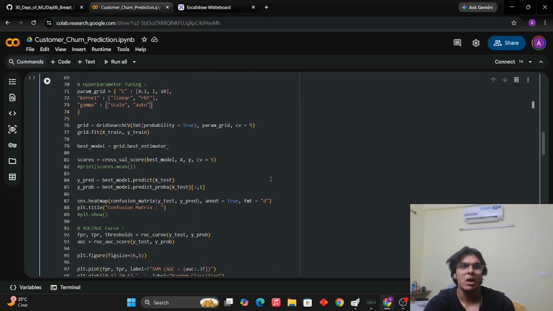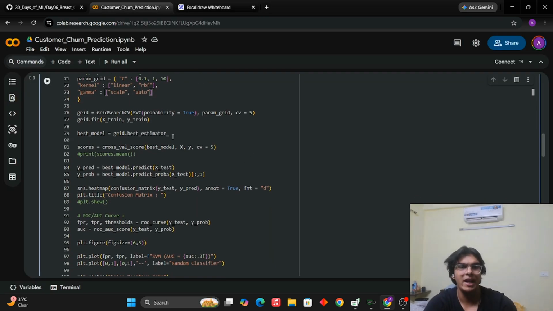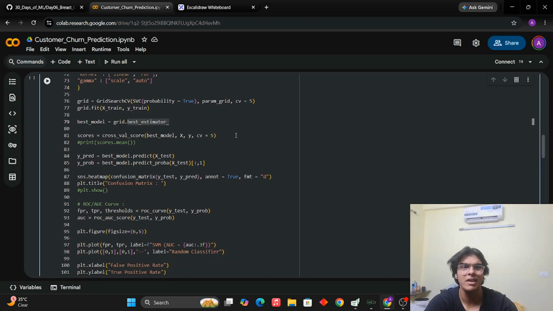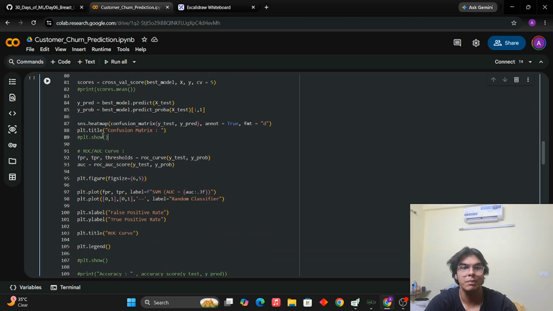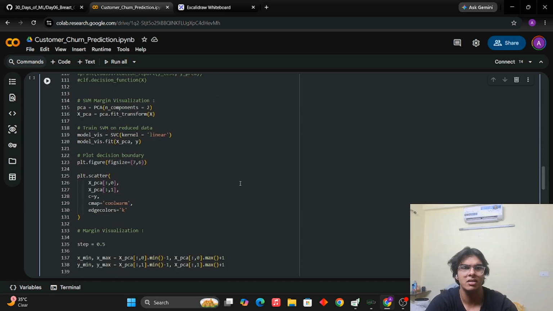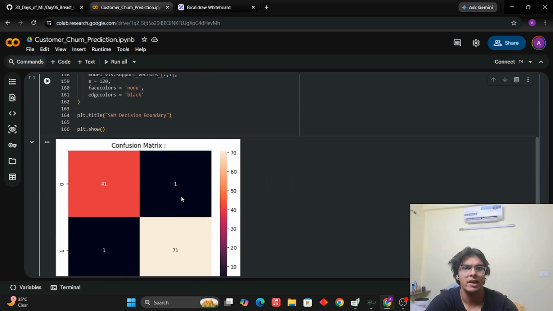Now moving forward, you can check out the code. It's pretty simple. This is how we get the best set of values out of the grid search CV. These are the scores, predicted and value scores. We also made a simple heat map to show the confusion matrix. You can check it out right here.